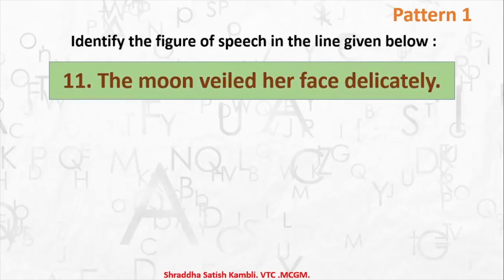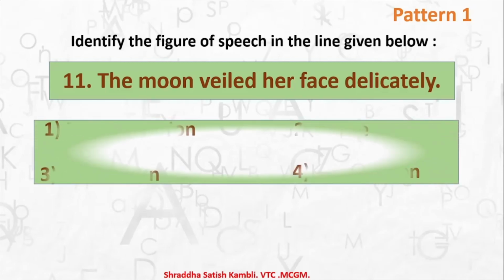The moon veiled her face delicately. So when you veil your face, what do you do? You cover your face. So some people cover their face with a dupatta, some people cover their face with a shawl, and you must have seen some ladies, they cover their face with a sari. So the moon is said to be covering her face. So can the moon do that? Does the moon have a face? So let us see which figure of speech it could be.